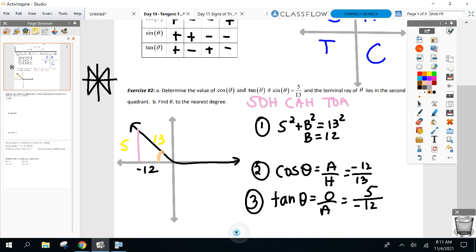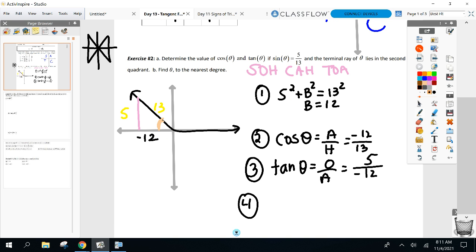Find what theta is. How many degrees in theta? Bare minimum, all of us should know my final answer should be between what and what? 90 and 180. Bare minimum, we should all know. My final answer should be something between 90 and 180.